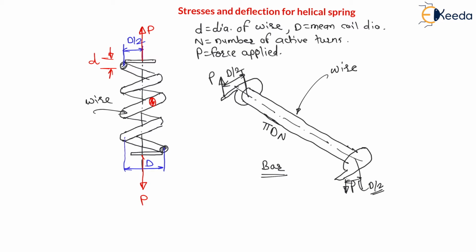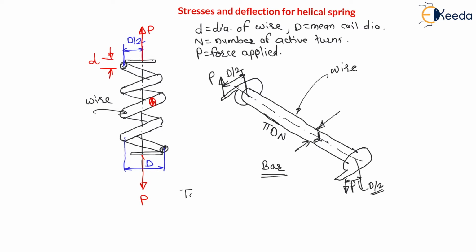It is mean coil diameter divided by 2, right? And here, as this is a wire, this wire will have diameter small d, the diameter of wire. Now can you imagine here, after unbending, this wire is subjected to torque, as this force P is eccentric at some radius. Therefore, because of this force, there will be a torque.